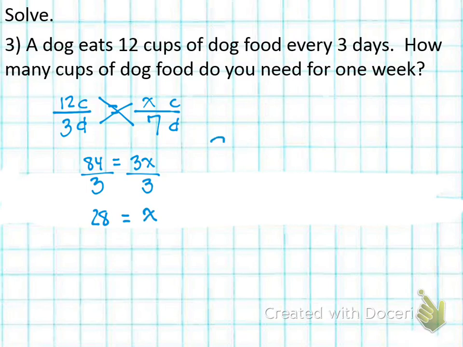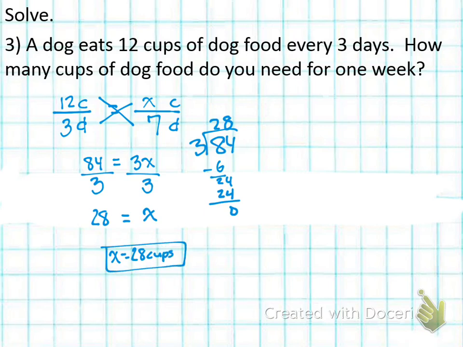Let me just double check your work. Yep, 28. On the dot. Cool. So X is equal to 28 what? Cups, okay? That's in 1 week. 28 cups. Does that make sense? Yes or no? Good? Alright, let's do one more.